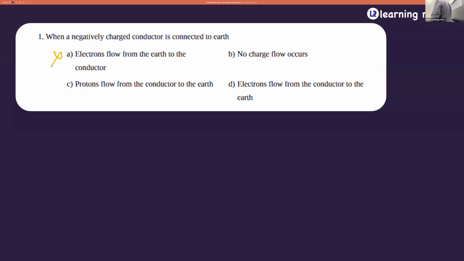What about this? No charge flow occurs. That will happen only if you connect a neutral conductor. But why are you going to connect a neutral conductor to earth? Next, protons flow from the conductor to the earth. Protons cannot come out of the conductor because they are inside the nucleus. So this is also not possible. So what is the right option? Electrons flow from the conductor to the earth so that it becomes neutral. Did you understand the logic? Those who are online, did you understand the logic? Yes, sir.